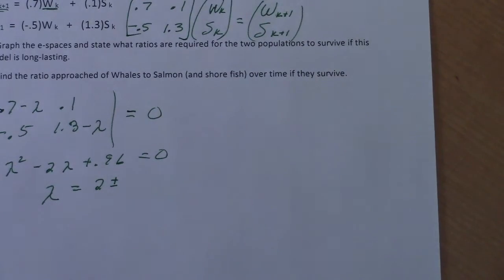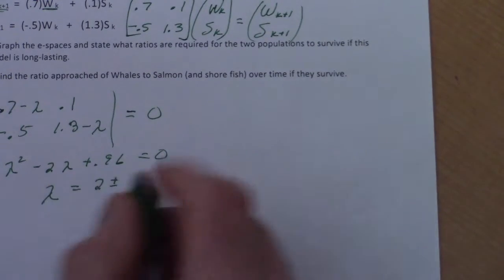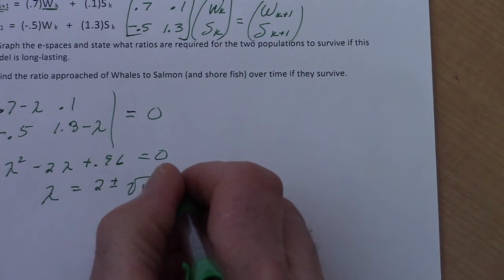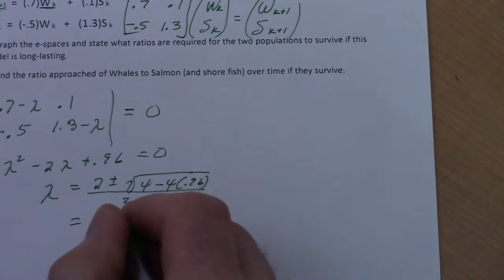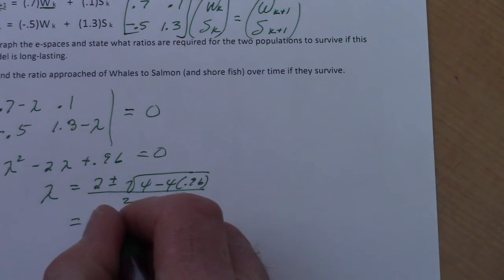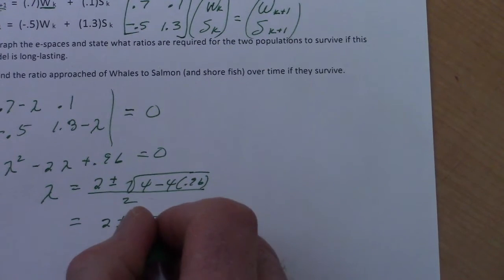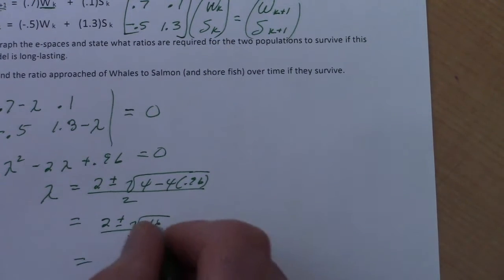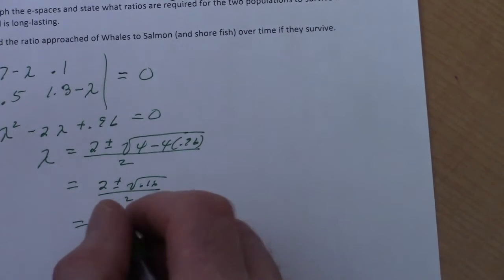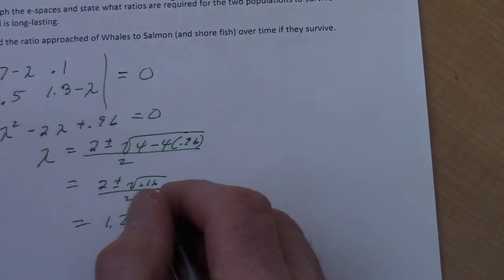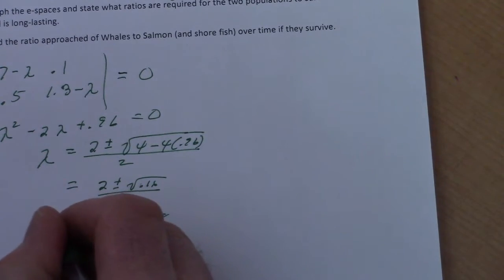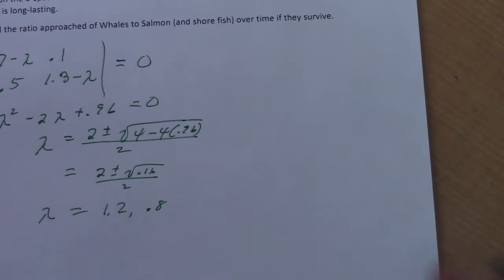Okay, this is video number 4. I'm taking off where I left off on video number 3. So, this is 2 plus or minus the square root of 4 minus 4 times 0.96 all over 2. That turns out to be 2 plus or minus the square root of 0.16 over 2. The square root of 0.16 is 0.4, so that's going to be 2.4 divided by 2 is 1.2, and 2 minus 0.4 is 1.6 divided by 2 is 0.8. So there's our two eigenvalues, 1.2 and 0.8.